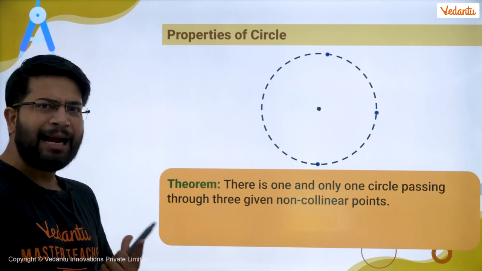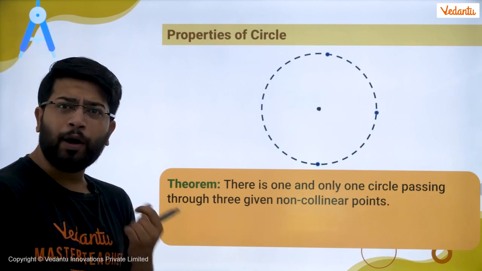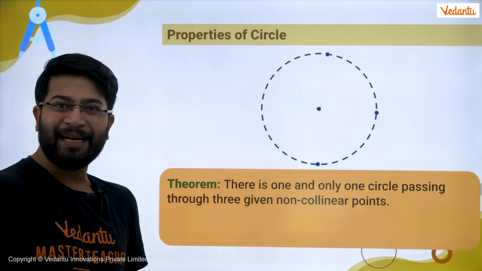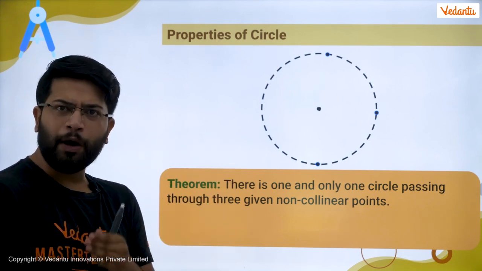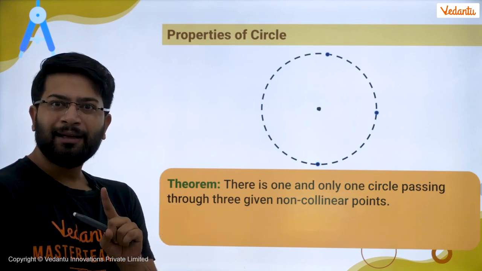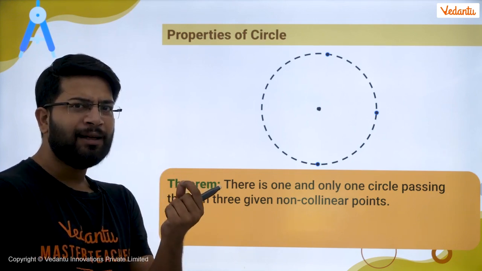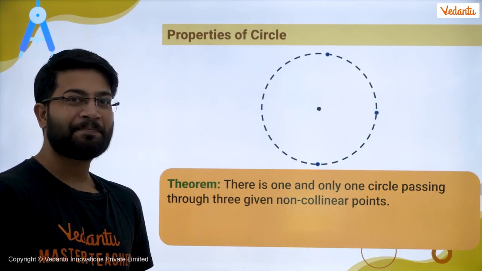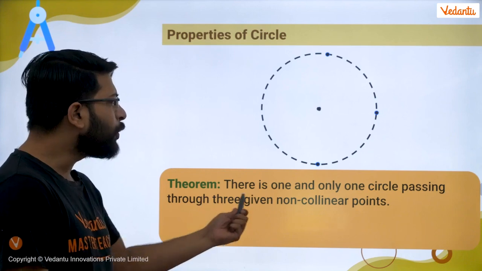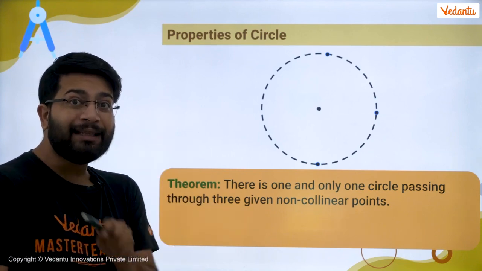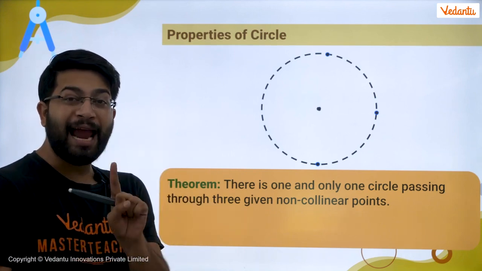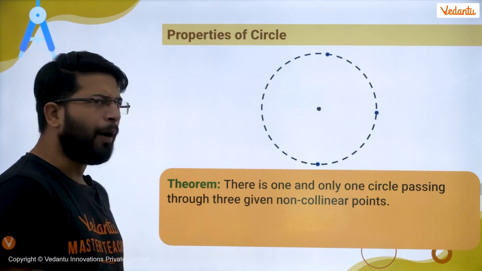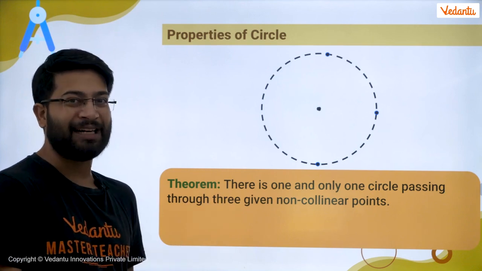The next one, let's say we know what our collinear points are. Collinear points are the points which are lying on the same line. Now, while we are saying non-collinear points, that means, let's say we have three non-collinear points. That means these points are not lying on the same line. So through these non-collinear points, we can have only and only one unique circle. And this is very important. Many times it has been asked directly also.